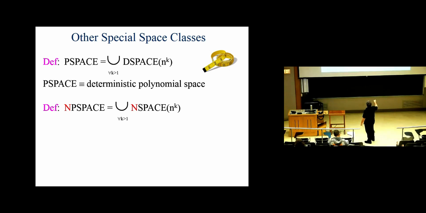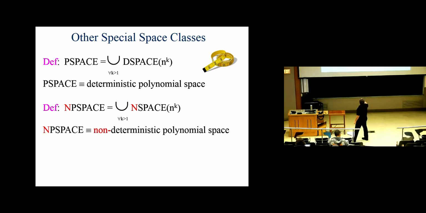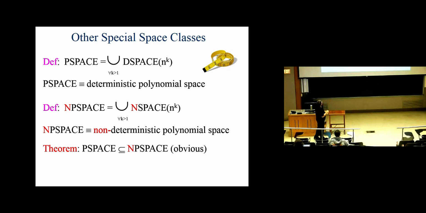NPSPACE is similarly defined, except instead of deterministic D, it's non-deterministic N. Again, color-coded in red, so you can see all the matchups. Very similar definition. So again, deterministic polynomial space is a subset of non-deterministic polynomial space, simply because determinism is a special case of non-determinism, just like for time.